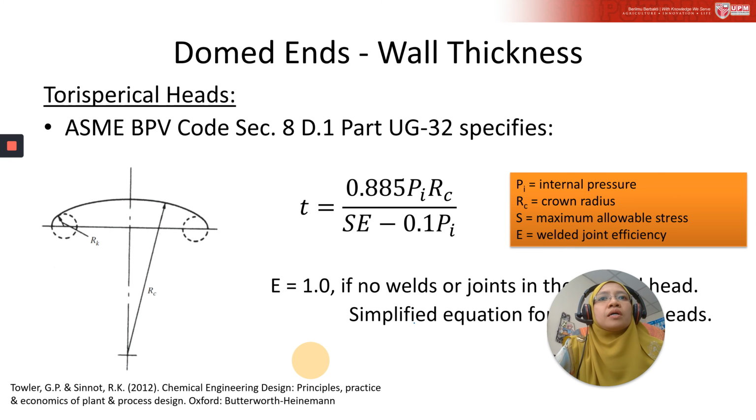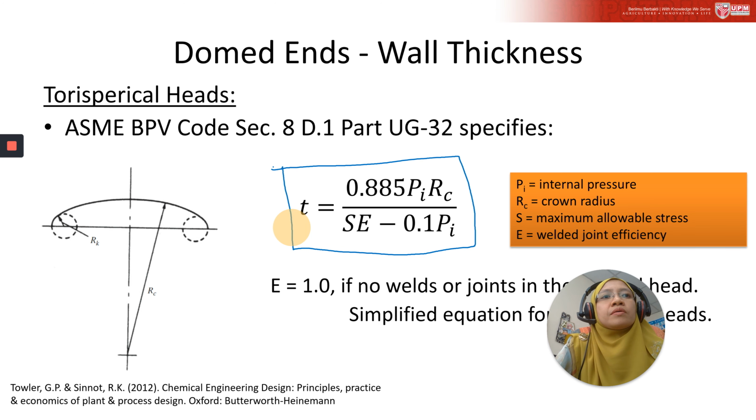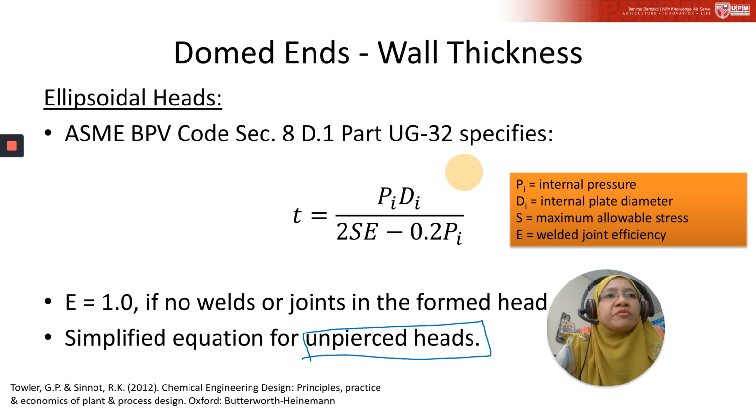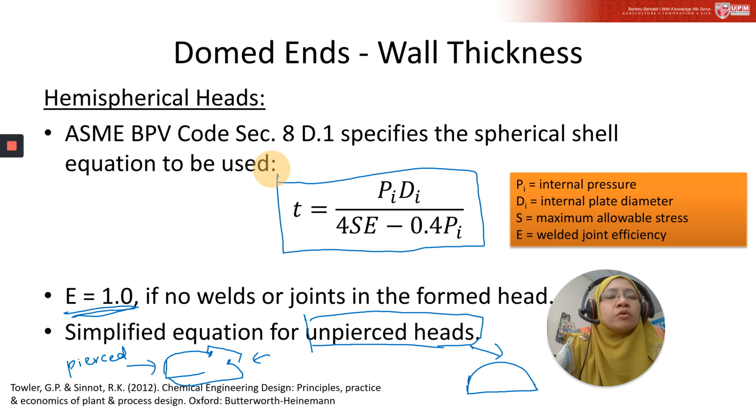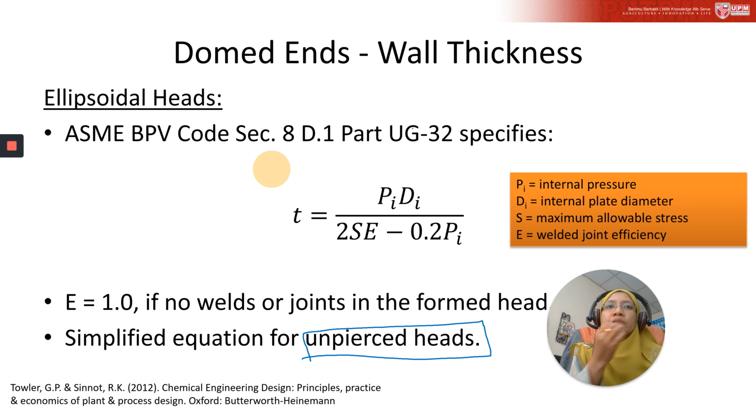The ASME BPV code specifies this equation, where this one is a bit different from the previous equation. The previous equations only use internal pressure, internal diameter, and the maximum allowable stress, and the same goes for ellipsoidal heads.